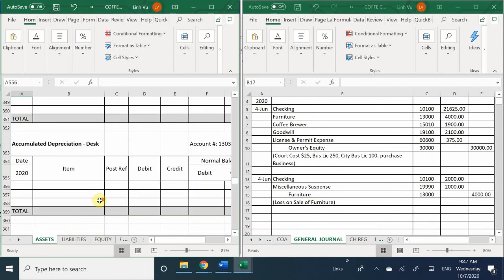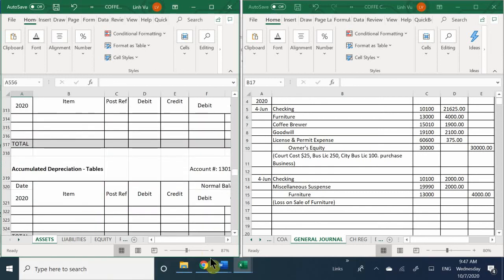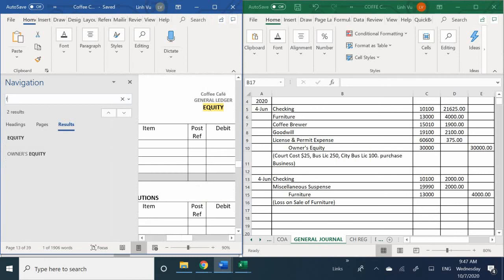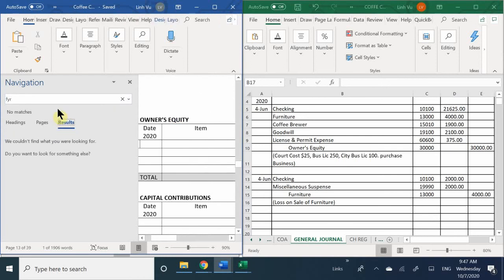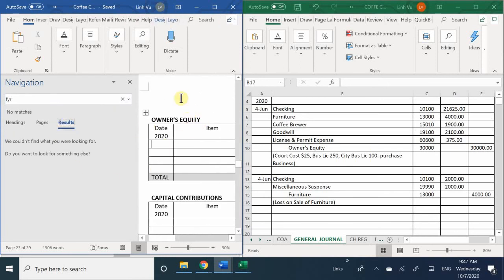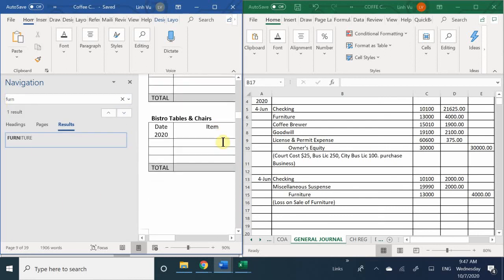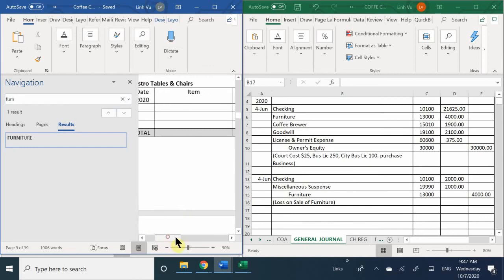I don't remember what page furniture is on, but I can let you know that furniture is going to be, oh, I think I misspelled furniture. Yep, I did. It's going to be, all right, furniture is going to be on page 9, okay, out of 39, all right?